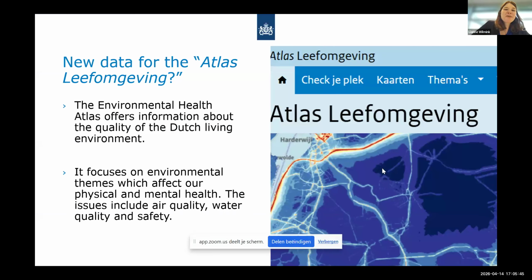We also have a question from the Atlas Leefomgeving. That's the Environmental Health Atlas in the Netherlands. And it offers a lot of information about the quality of the Dutch living environment. It focuses on environmental themes like air quality, water quality, safety, and if the idea is viable and can provide a good map or a good image, we would love to add it to the Atlas of the Leefomgeving as a new information source. So that would be a very good way also to show your product and to give it a national stage in the Netherlands.